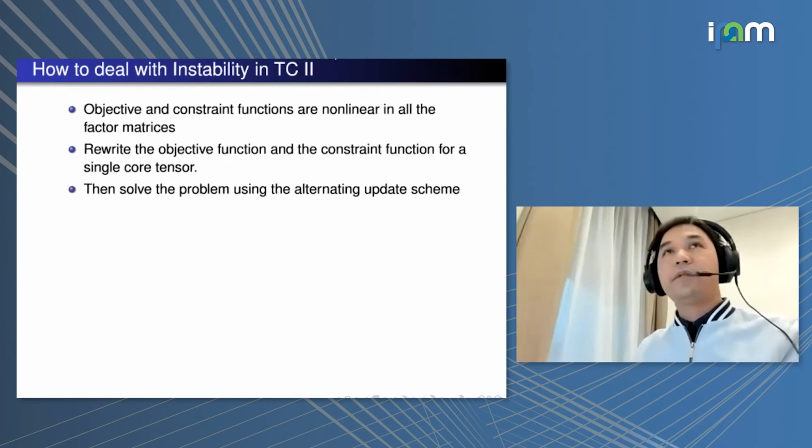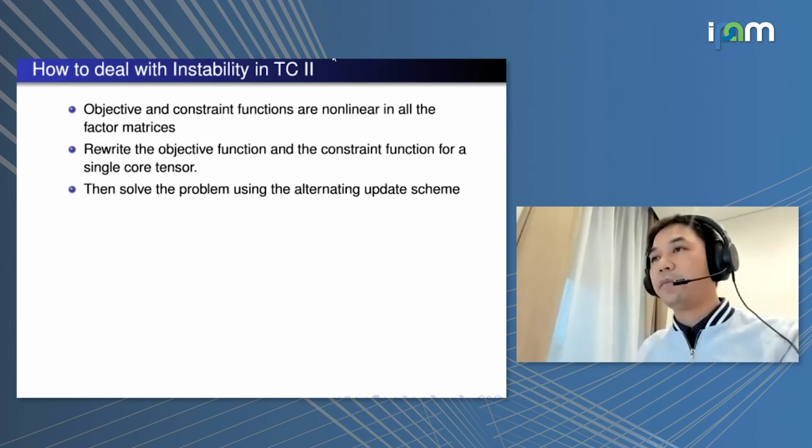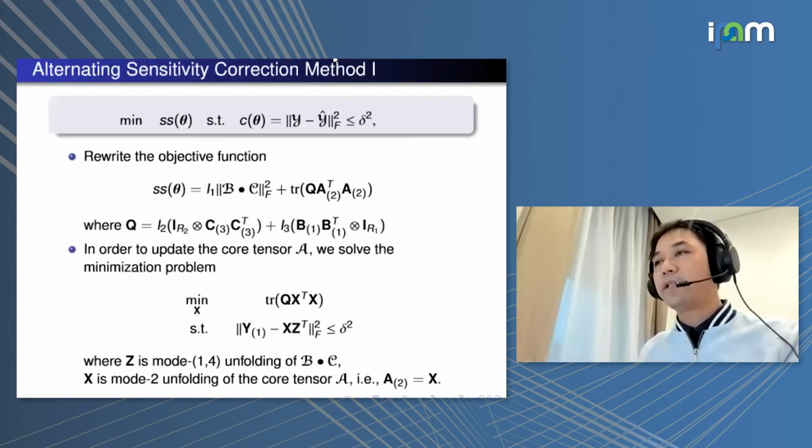So how can we deal with this problem? Again, similar to when we derived the algorithm for many other tensor decompositions, we write the optimization problem for each core tensor. We formulate a simple optimization problem, and we update the core tensors one by one. We can use the alternating update scheme.